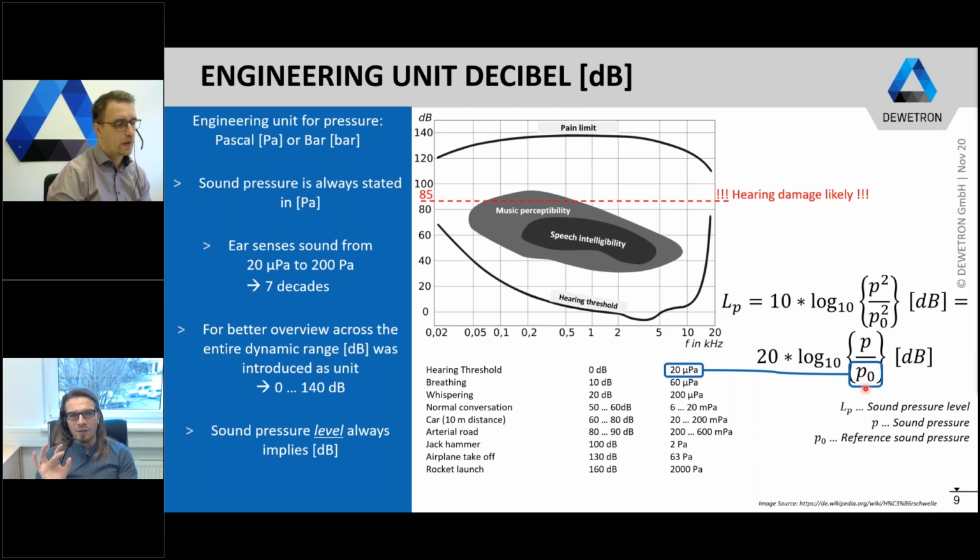The P0 is always 20 micropascal, also in the relevant standard. When we talk about airborne sound, the 20 micropascal are always the reference value which is used to determine the sound pressure level from your sound pressure. Okay. So far, so clear, I hope.